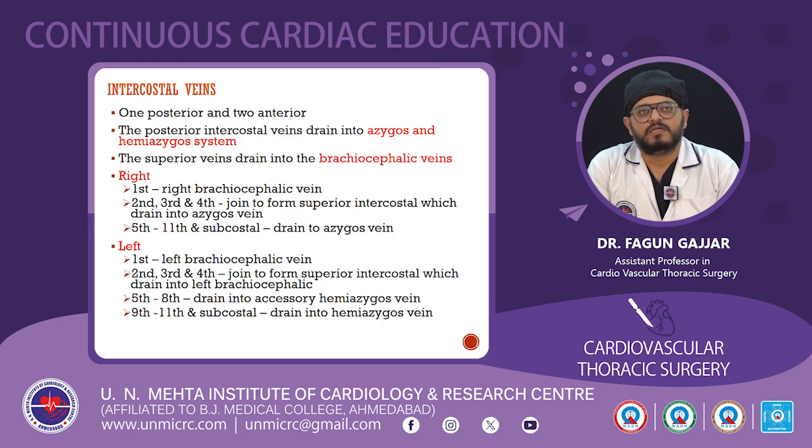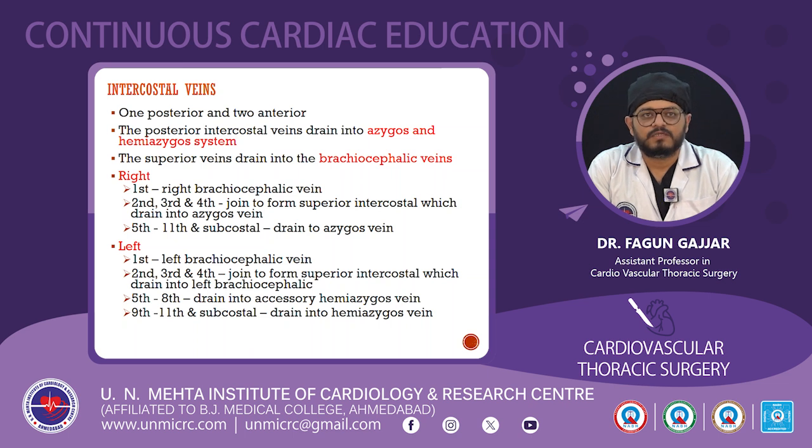Regarding the intercostal veins, there is one posterior intercostal vein and two anterior intercostal veins. The posterior intercostal vein drains into the azygous and hemiazygous system. The superior vein drains into the brachiocephalic vein. On the right side, the first intercostal vein drains into the right brachiocephalic vein. The second, third and fourth join to form the superior intercostal vein, which drains into the azygous vein, and 5th to 11th and subcostal vein directly drain into the azygous vein.